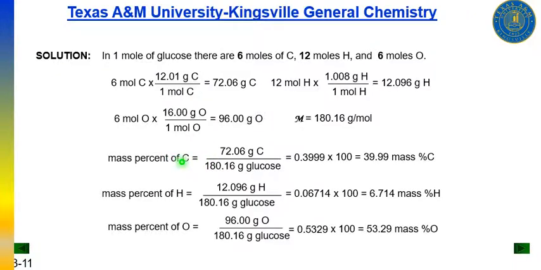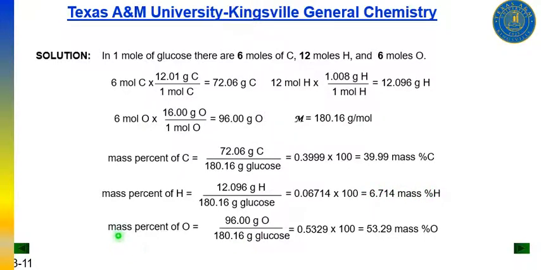Mass percentage of carbon, you simply use the total mass of carbon divided by the molar mass of your glucose. And then you receive a fraction. This fraction multiplied by 100%, you produce the mass percent of your carbon. Similarly for your hydrogen, 12.096 grams of hydrogen divided by the total mass of glucose per mole. So you receive the mass fraction multiplied by 100%, you retrieve the mass percent of hydrogen.